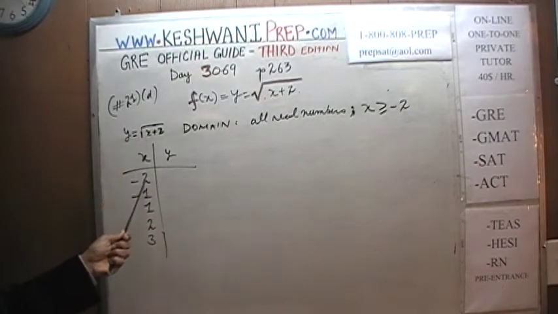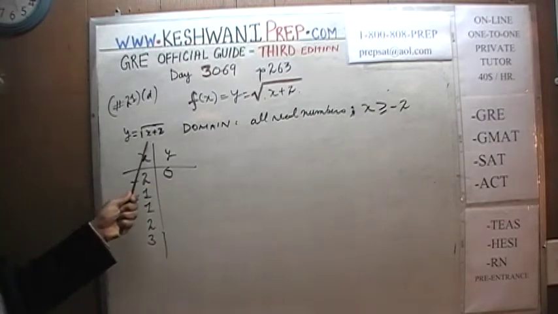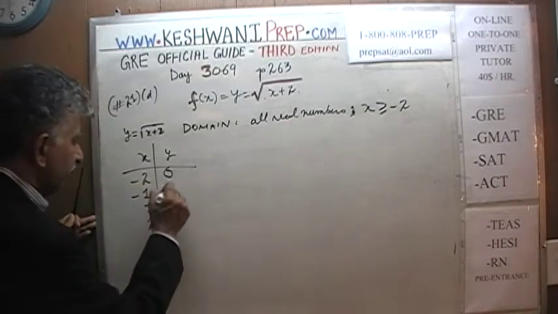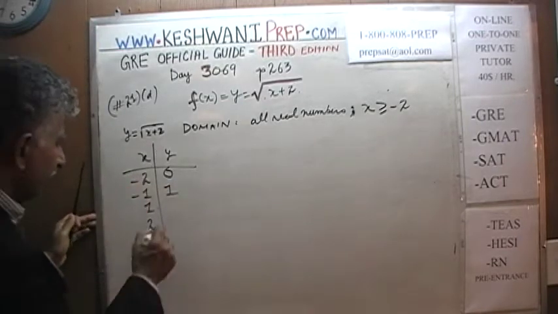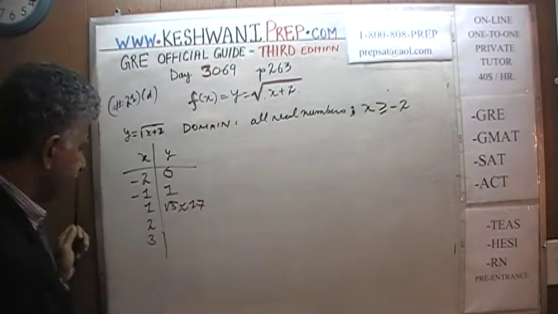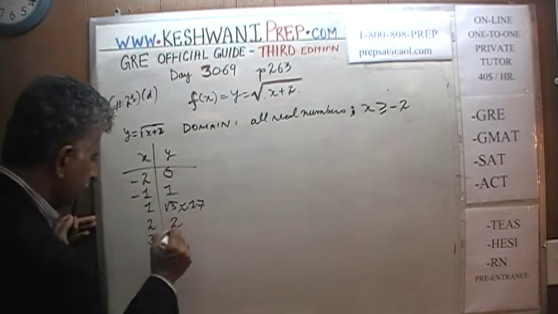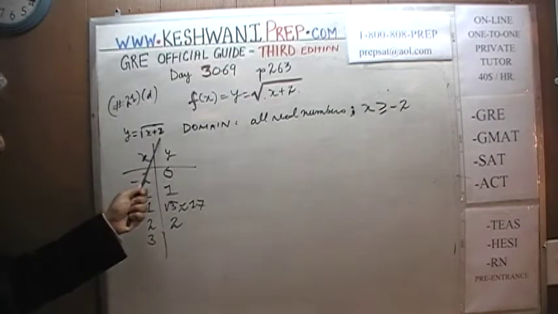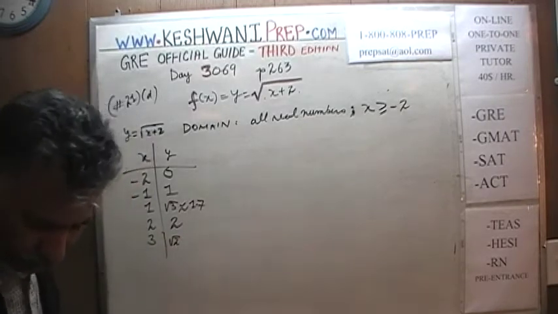When x is negative 2, negative 2 and a positive 2 is going to be 0, and square root of 0 is 0. When x is negative 1, negative 1 plus a positive 2 is 1, and square root of 1 is just 1. When x is 1, 1 plus 2 is 3, it's going to be square root of 3, which is approximately 1.7. When x is 2, 2 plus 2 is 4, square root of 4 is 2. When x is 3, 3 plus 2 is 5, and square root of 5 is approximately 2.2.